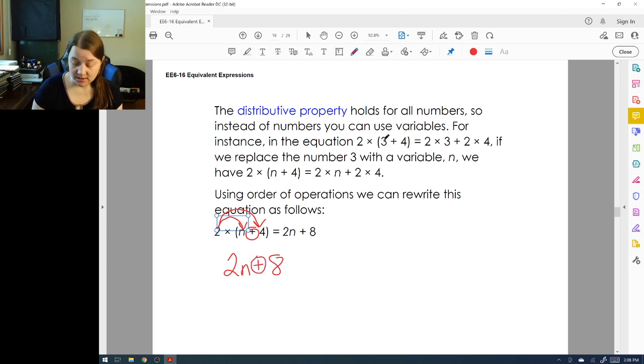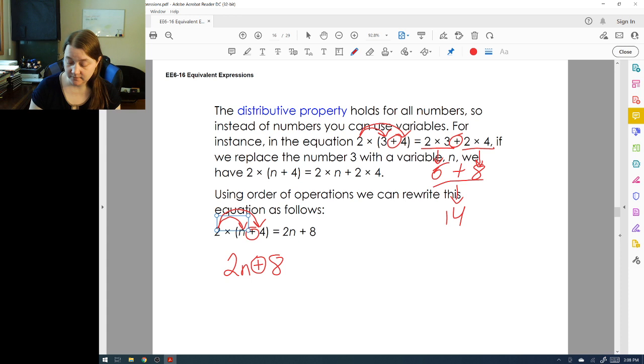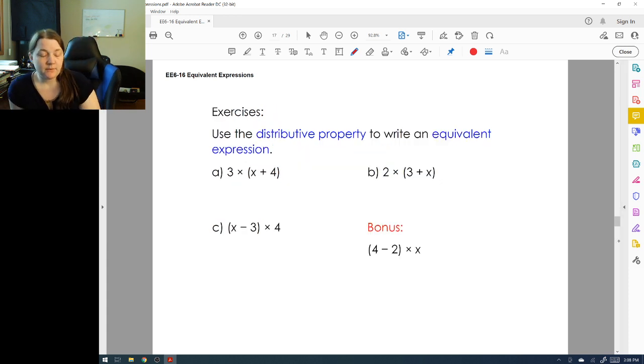Same thing over here in this example. 2 times 3 plus 4, 2 times 3, 2 times 4. When we add those two up together, 2 times 3 is 6, 2 times 4 is 8, then we add them together and we end up with 14. So they want us to use the distributive property to write an equivalent expression.